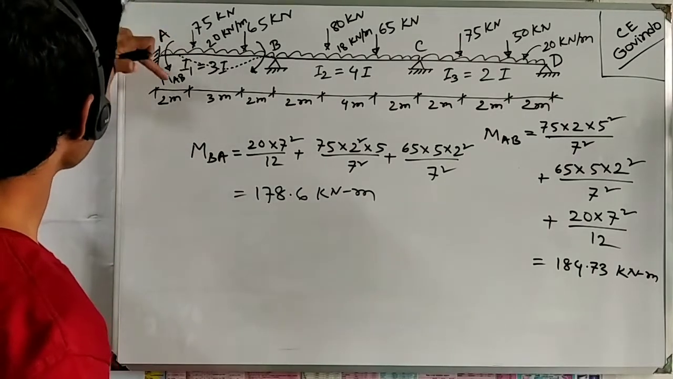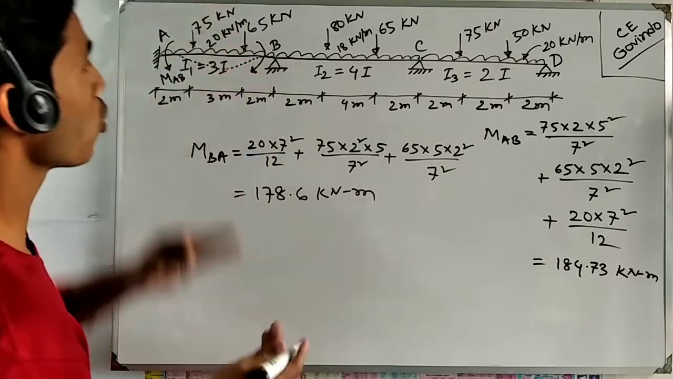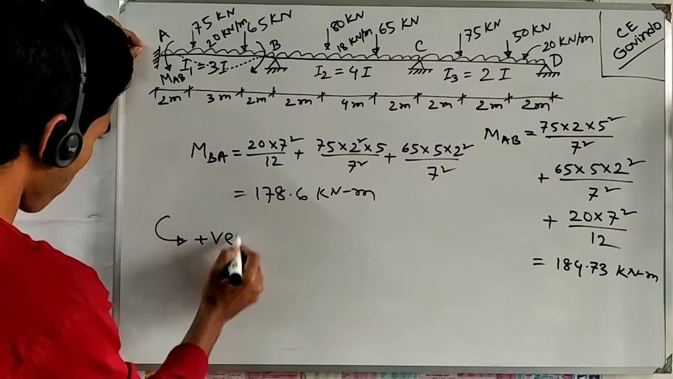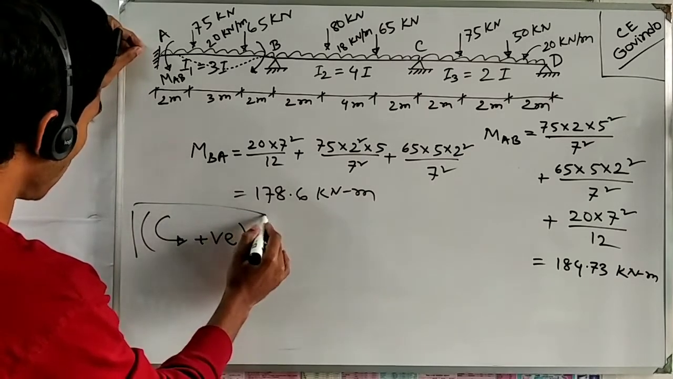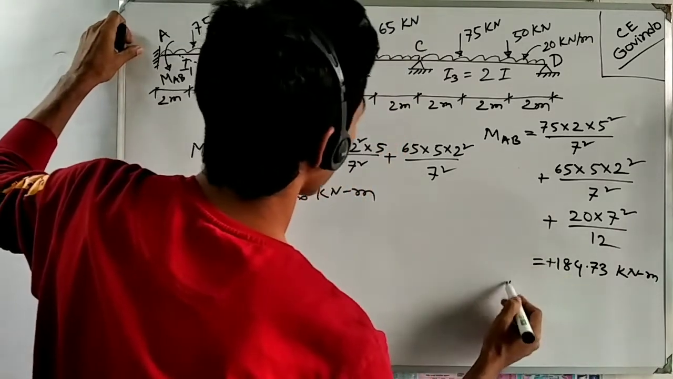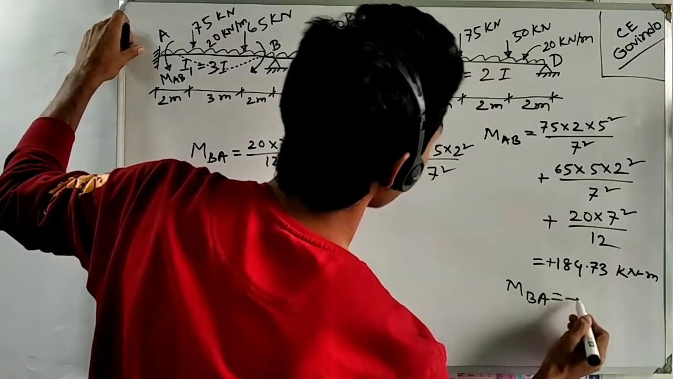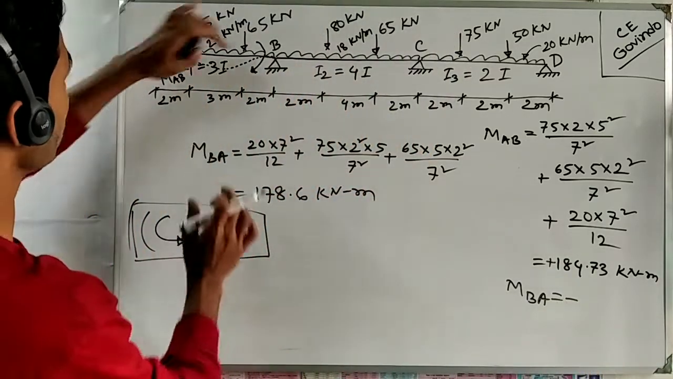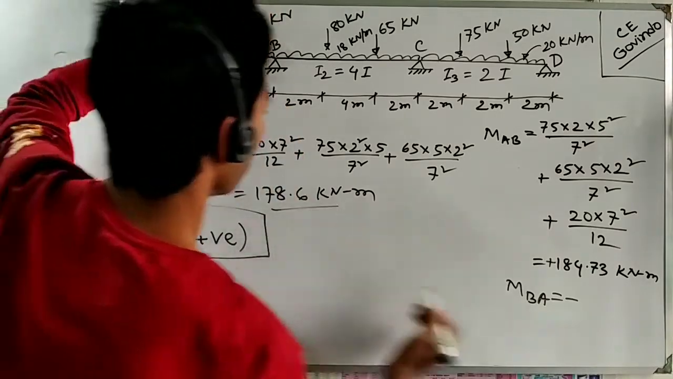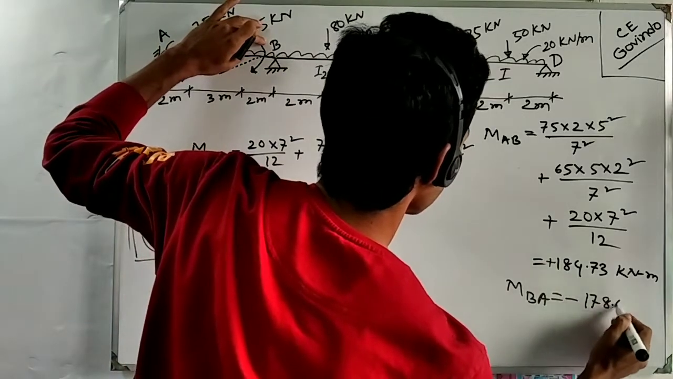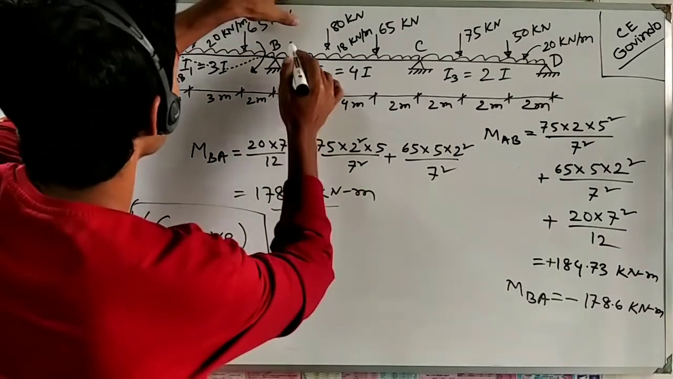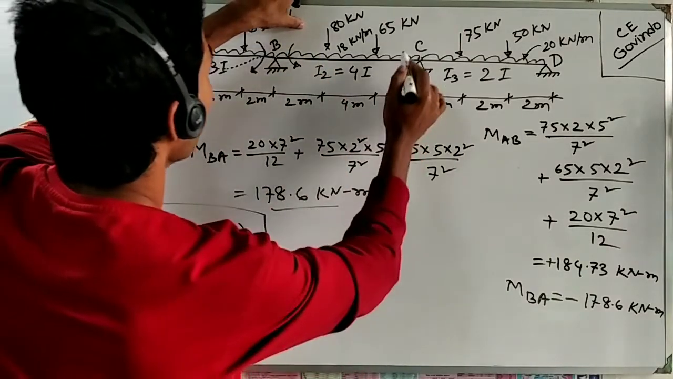Here we need to consider a direction as positive. Here we see that this moment is in anticlockwise direction, and this moment is in clockwise direction. So we are considering anticlockwise direction as positive in this example, that is, this moment will be positive and this MBA moment will be negative, since it is acting in clockwise direction. MBA moment is acting in clockwise direction, that's why it will be negative 178.6 kilonewton meter.